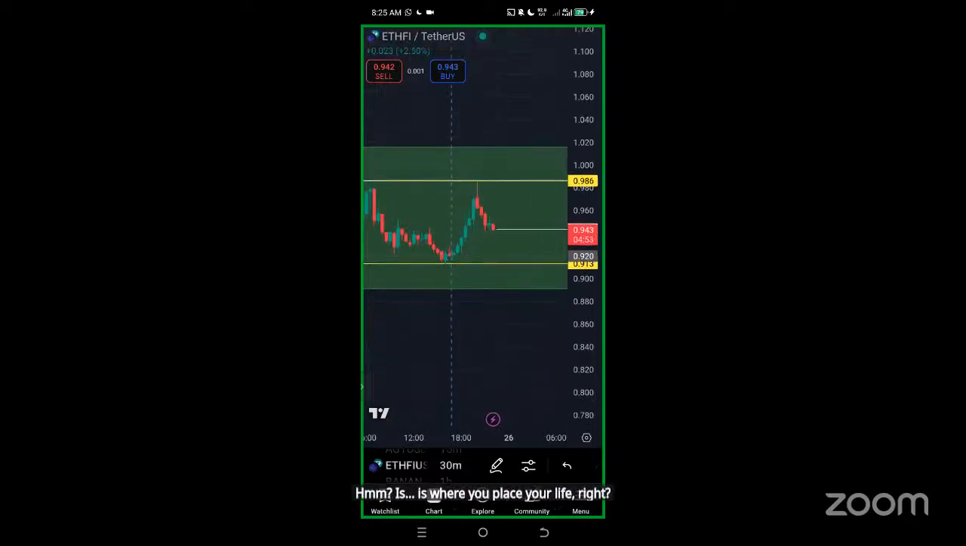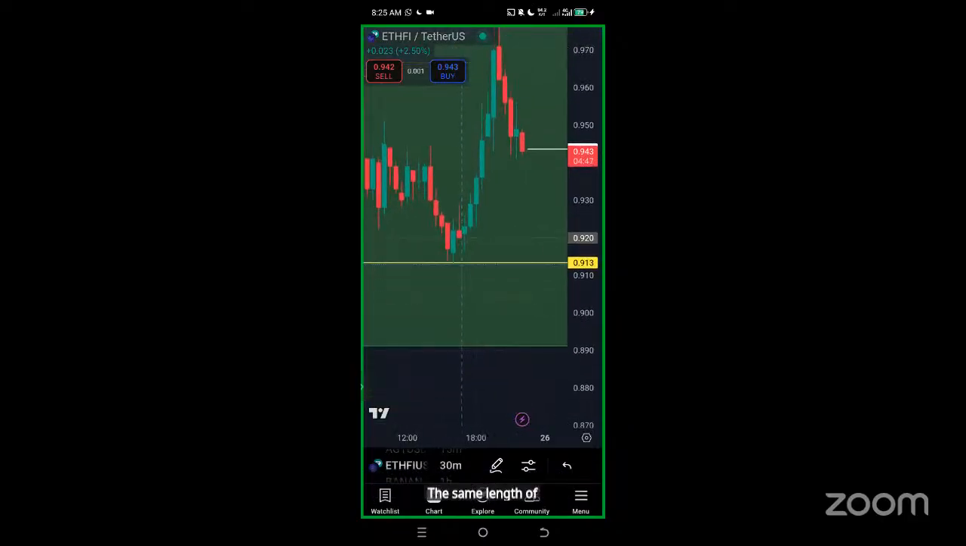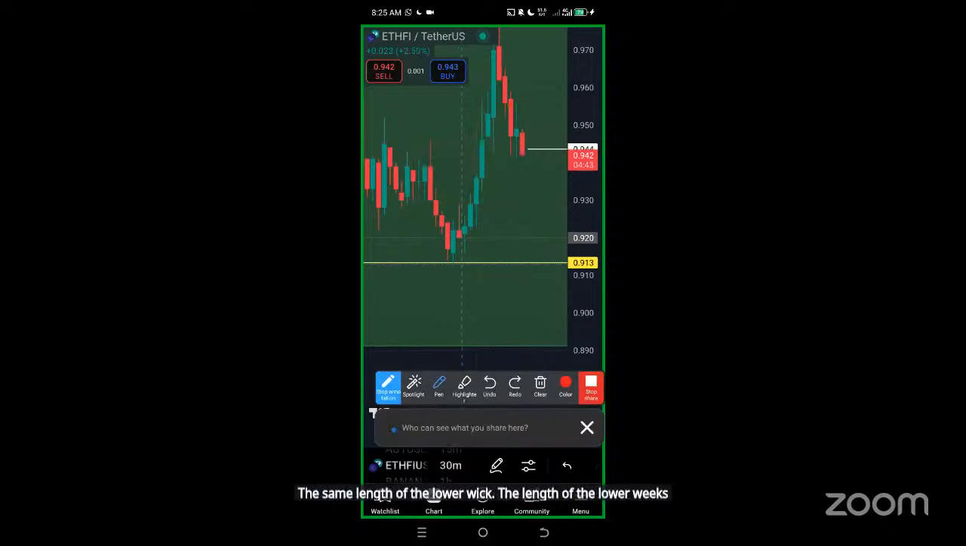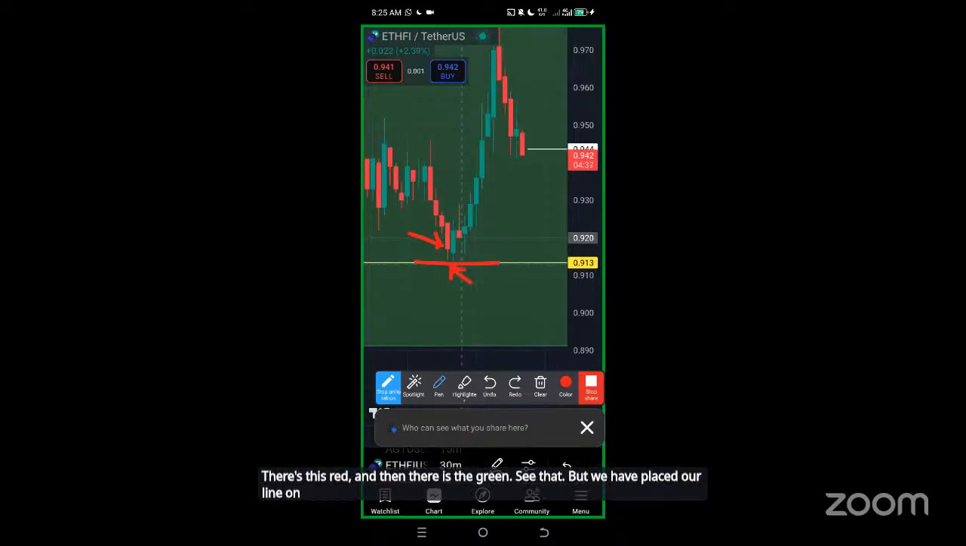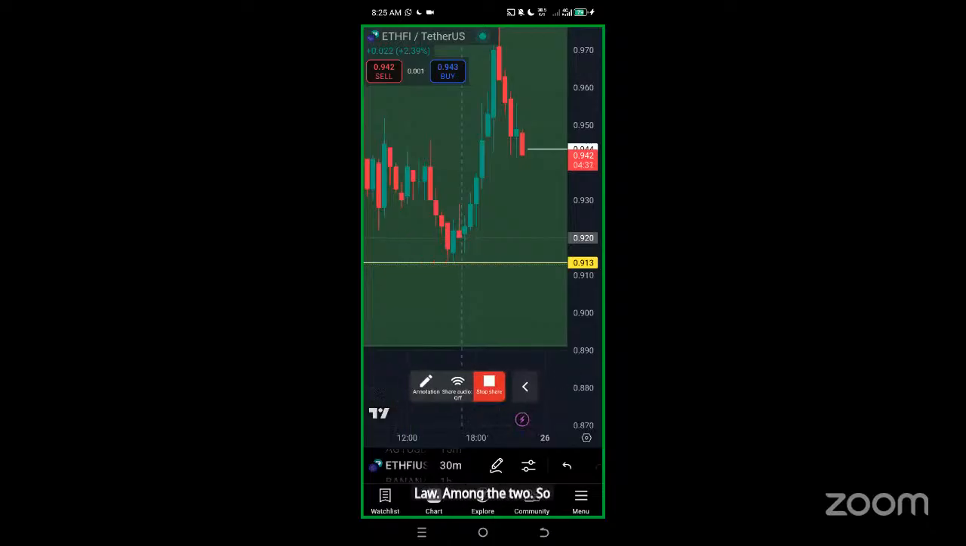Like in this case, you see we have these two candles that have almost the same length of the lower wick. The lengths of the lower wicks are almost the same. There's this red, and then there is the green. See that? But we have placed our line on the low of the green because it has the lowest low among the two. So that's what you do.